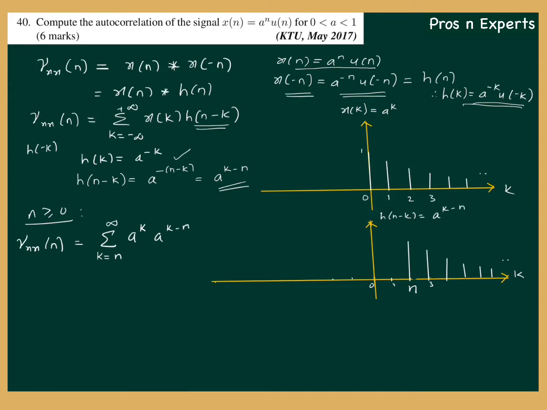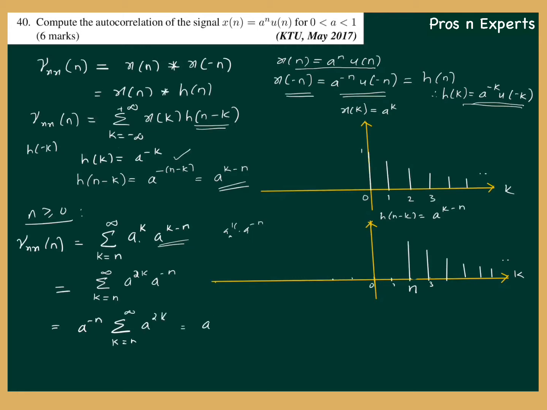So this sigma becomes, the variable is k, so I can write one more step, k equal to n to infinity, a raised to 2k into a raised to minus n, right? This a raised to k minus n is actually a raised to k into a raised to minus n. So a raised to k into a raised to k becomes a raised to 2k. Now this a raised to minus n is a constant with respect to the variable k. So k equal to n to infinity a to the power 2k.